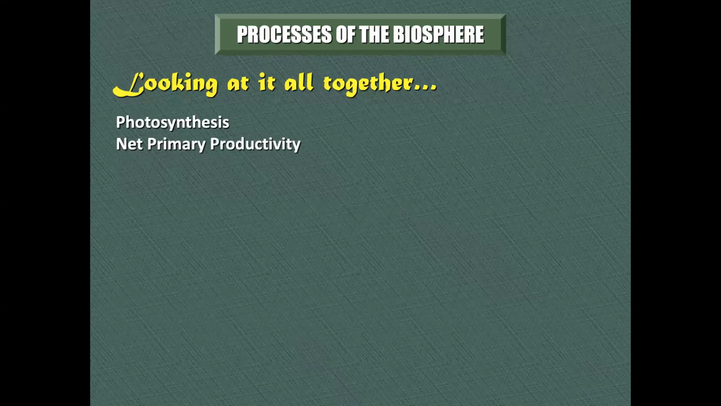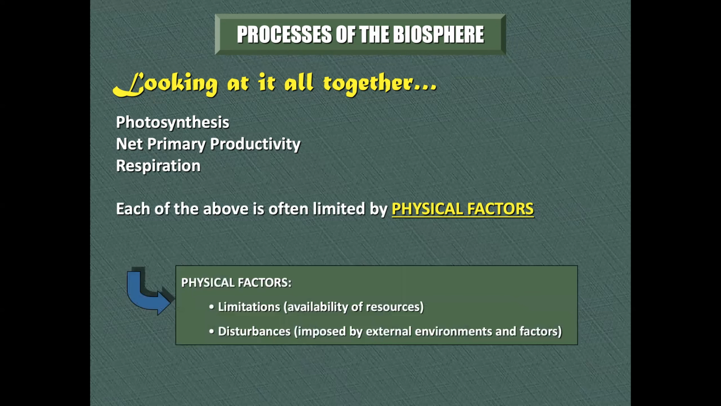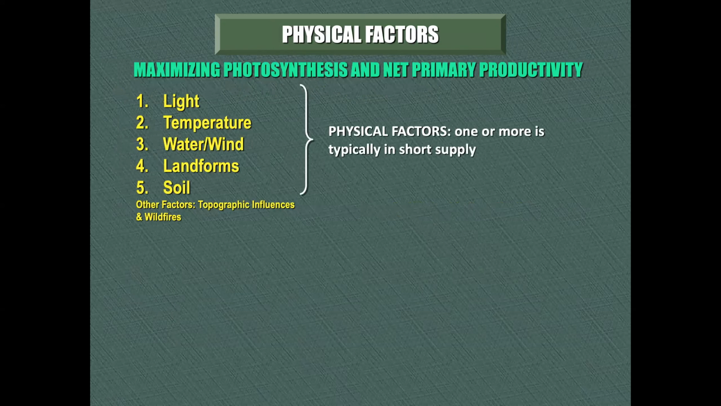So linking it all, photosynthesis and net primary productivity, each of these is limited by physical factors, and factors are limitations. For example, is it too dry? Is it too wet? Is there something like a forest fire or a hurricane or a volcanic eruption that limits any of these? Physical factors can be in short supply sometimes. So if you think of deserts, they can be warm, they can be sunny, but they're missing water. And therefore the net primary productivity is low.